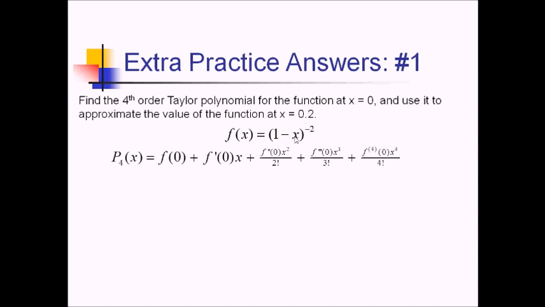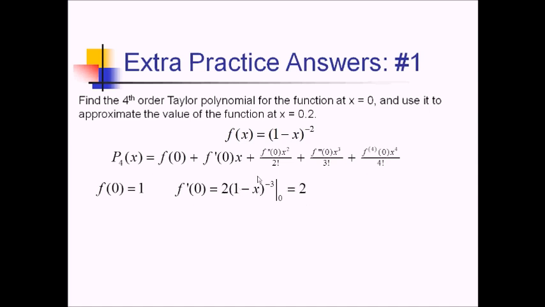Function value, f of 0, that's just (1 minus 0) to the negative 2. That just comes out to 1. And now the first derivative, we're going to have negative 2 times all this stuff to the negative third times a tail of negative 1. So that ends up being a positive 2 out in front. And then we're evaluating all of this at 0. So this is really just 2 times 1, which is 2.